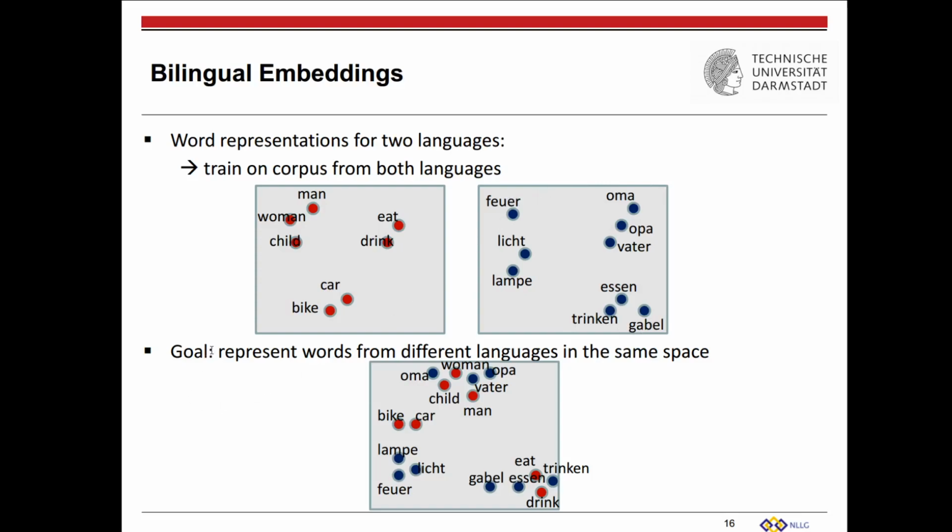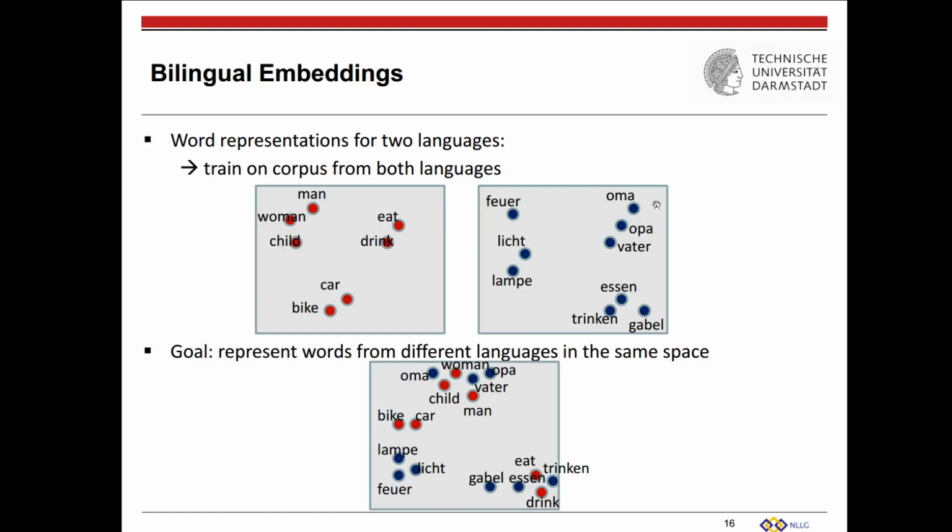And then the goal for bilingual word embeddings is that we should have one shared feature space where all the points from both languages are, but in such a way that cross-lingually similar words are also close to each other, like essen and drink. So these are not words from the same language. One is German, one is English, but they are close to each other. So this is the basic principle of bilingual word embeddings.